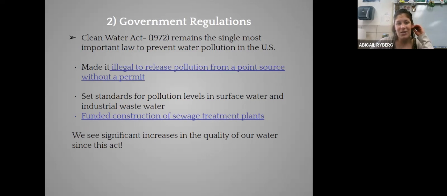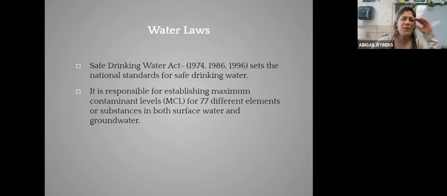Again, the Clean Water Act is an example of a piece of legislation that was put into place, and oh my heavens, has it made a tremendous difference. And that's across the entire country. Other examples of water laws are the Safe Drinking Water Act. It just enforces the regulations that must be met for drinking water.